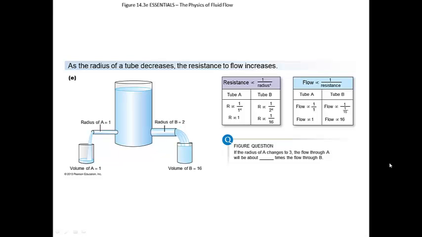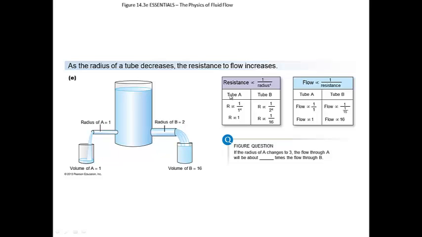So here we want to look at an example where we have this container of water. We have two tubes draining that container. Tube A has a radius of 1. Tube B has a radius of 2. So we increase the diameter of tube B. It's going to decrease the resistance. When we decrease the resistance, we are then going to increase the flow.